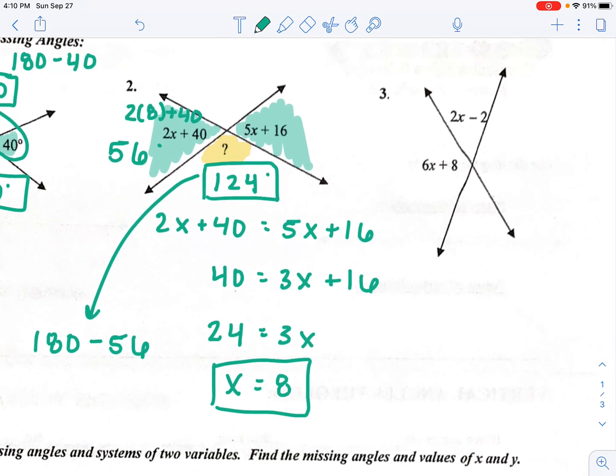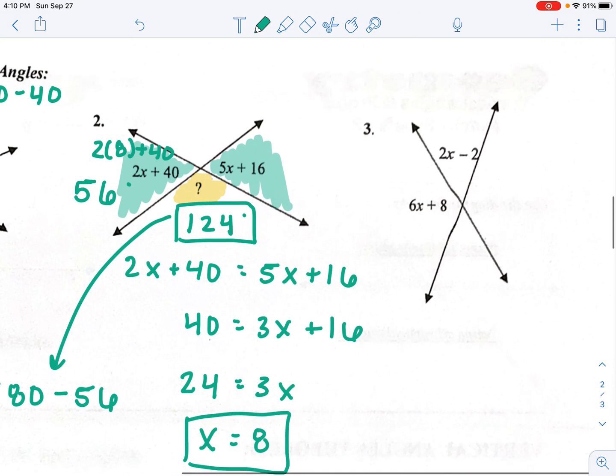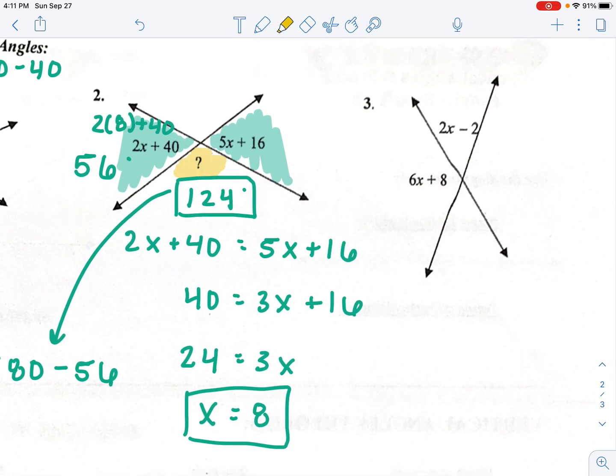Awesome. All right, last example here. I'm going to zoom in kind of. We've got that this angle right here is 6x plus 8, and that this angle right here is 2x minus 2. So we have to figure out what type of angles those are. Are those vertical angles, or are those a linear pair? Those are a linear pair. We know that linear pairs add up to 180.